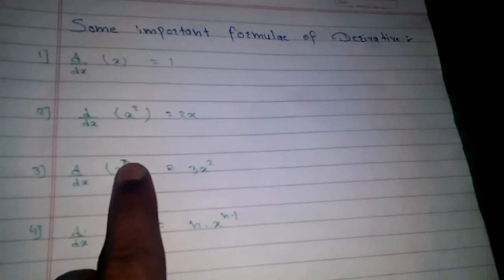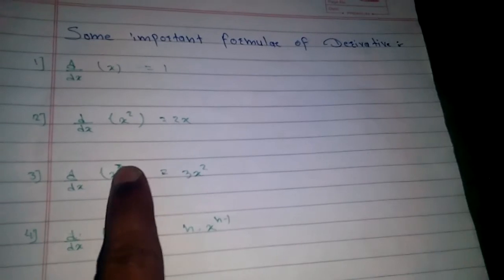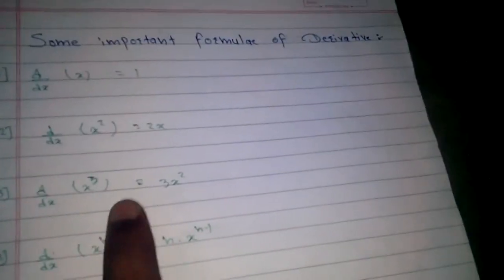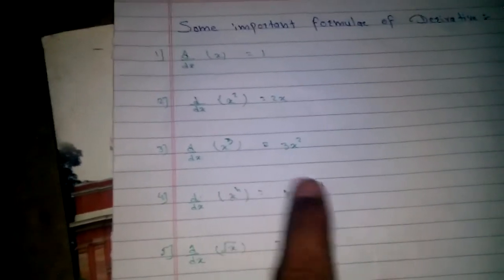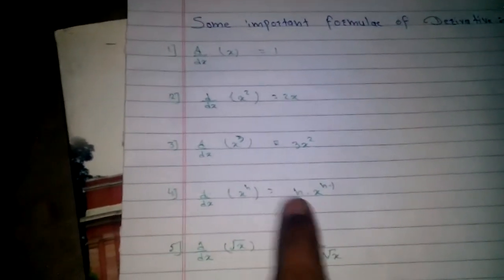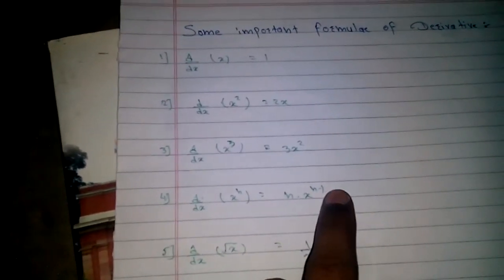The derivative of x cube: the power of x is 3, so 3 comes first, multiplied by x, and 3 minus 1 is 2. The derivative of x cube is equal to 3x raised to the power 2. This is the formula for finding the derivative of x raised to the power n: n into x raised to the power n minus 1. So n comes first, into x, and the power is n minus 1.